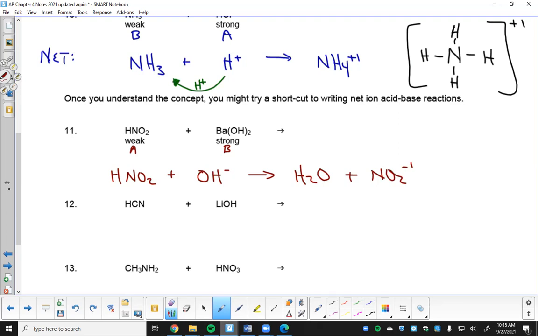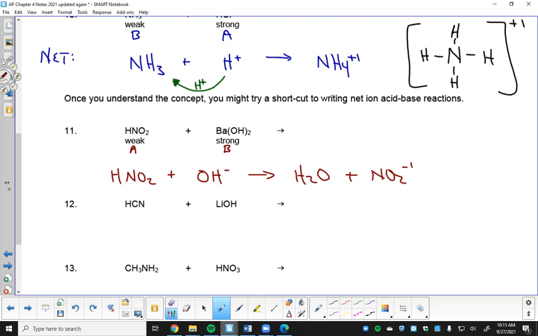So the barium was eliminated completely. It was a spectator ion. It would have made barium nitrite. The nitrite, however, wasn't eliminated because it was a compound here. It's an individual ion there. It's not the same on both sides. It's changing from one side to the other.